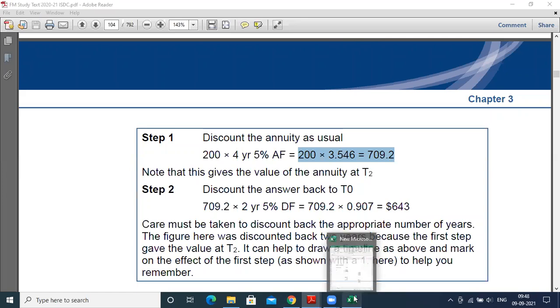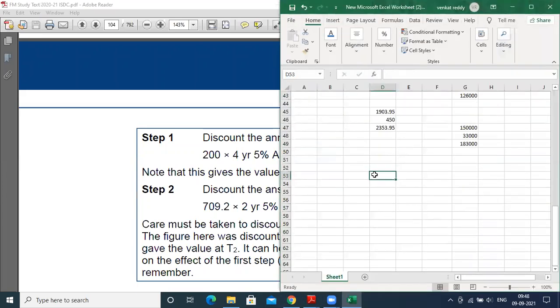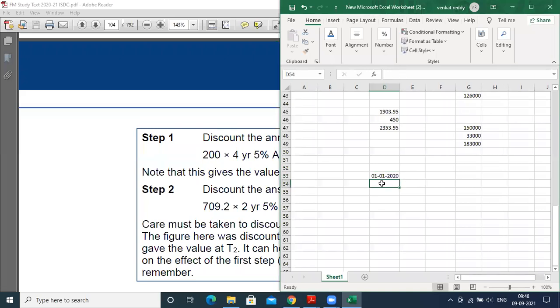Okay, let me put it in an Excel sheet. Suppose we started a project on 1st January. I want everyone to please focus on this. 1st January 2020. So the start of the project is 1st January 2020. Generally, we expect the returns after 12 months. So the cash flow from the project will be expected after 12 months. It means that on 1st January 2021, we should get the first cash flow. Then on 1st January 2022, the second cash flow.